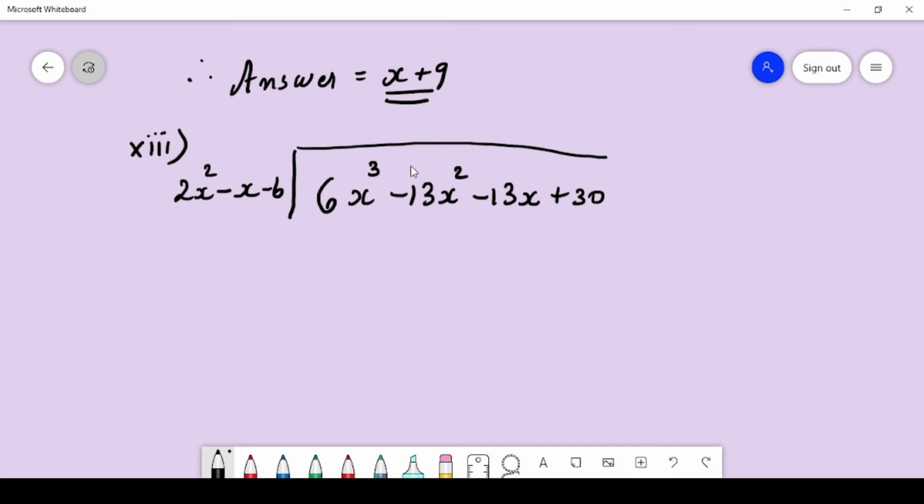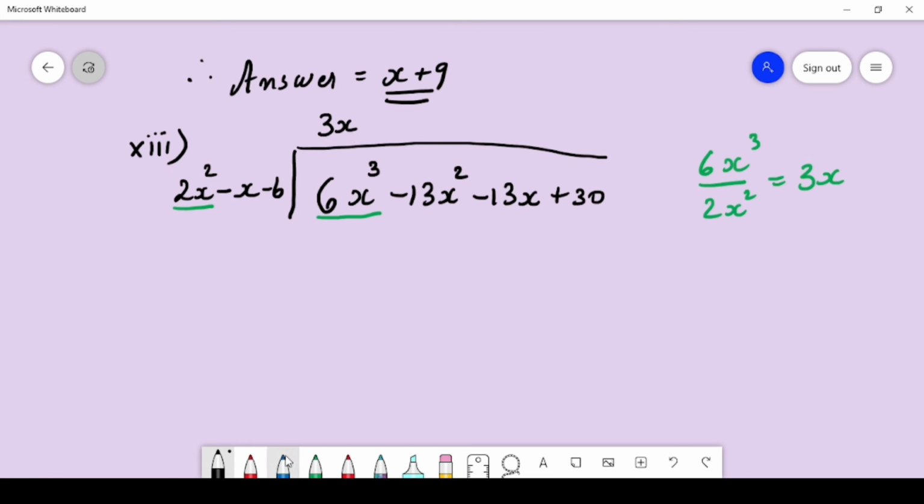Now next step onwards we have to do, what we have to do? The first term of the dividend. Here what is the first term of the dividend? 6x cube. That should be divided by the first term of the divisor. So how much you will get? 6x cube by 2x square. So 3x, that is the first term in the quotient. Okay, so you will get 3x over here as the first term.